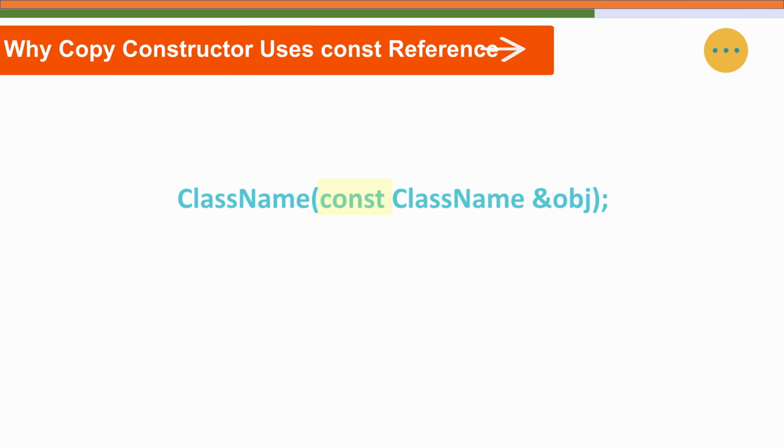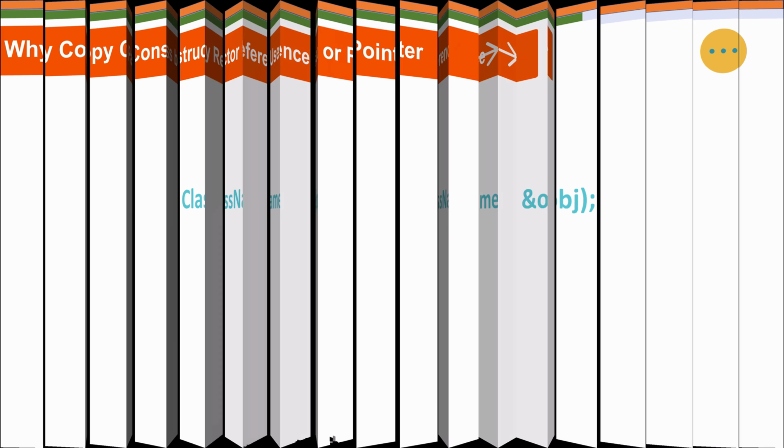Now let's see why the constant keyword. Because we do not want to accidentally modify the source object that we are copying from. So together, constant reference means refer to the existing object and do not change it. This makes the copy constructor both safe and efficient. Now let's extend this idea.